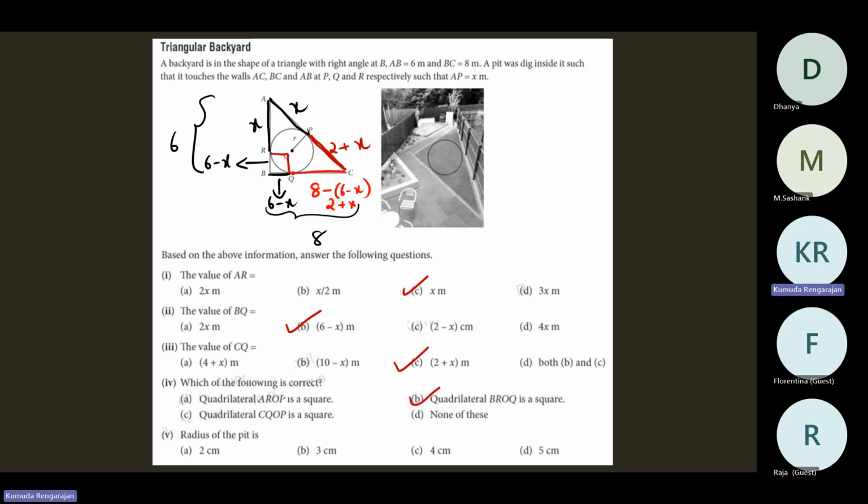Where is it? It's here. What about the others? What about AROP and CQOP? What special name can you give these two quadrilaterals? Cyclic quadrilateral. Very good. Still another special name? Kite, ma'am.